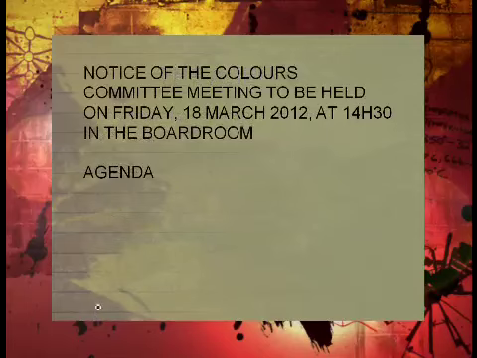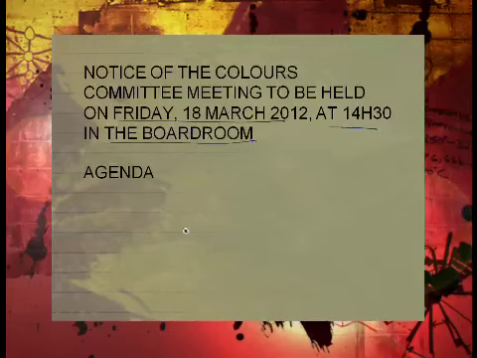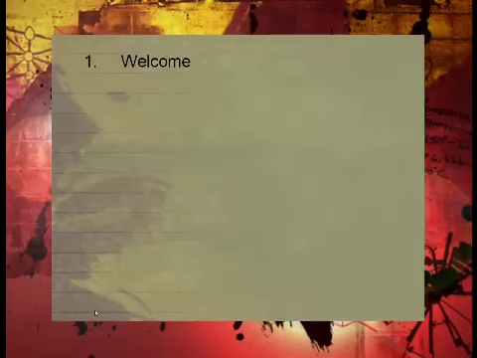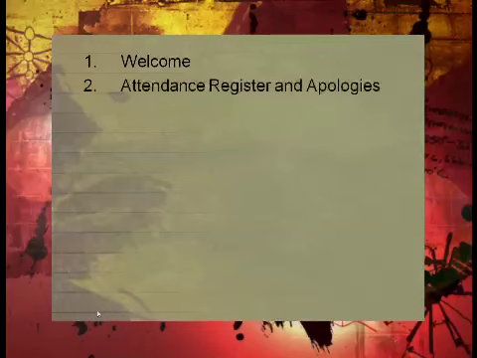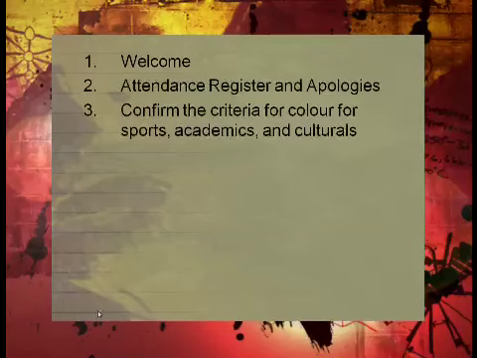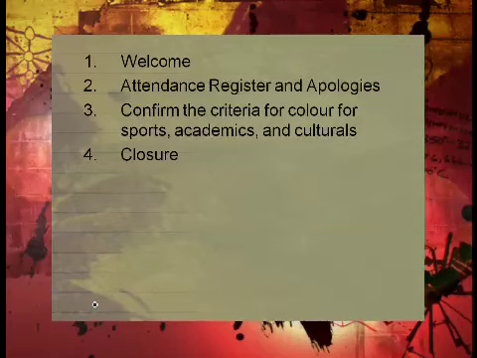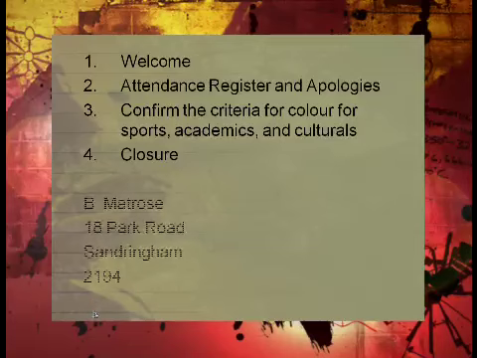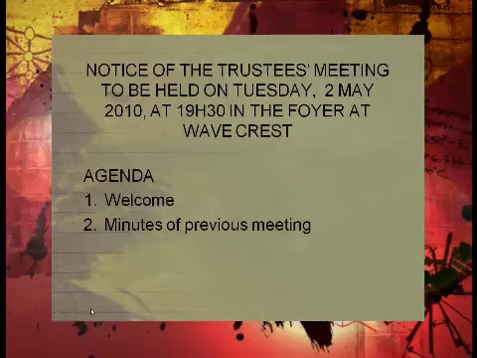Notice of the Colours Committee meeting to be held on, you give the date, you give the time, and you tell people where. Then you have the heading agenda. 1. Welcome. 2. Attendance register and apologies. 3. Confirm the criteria for colours for sports, academics and culturals. And closure. Then the secretary, name and address.